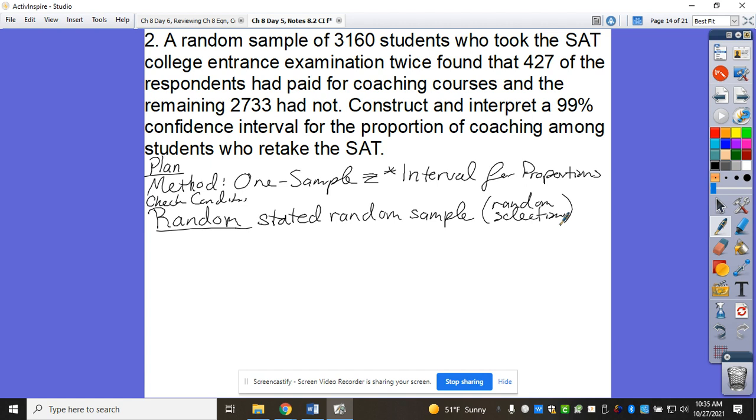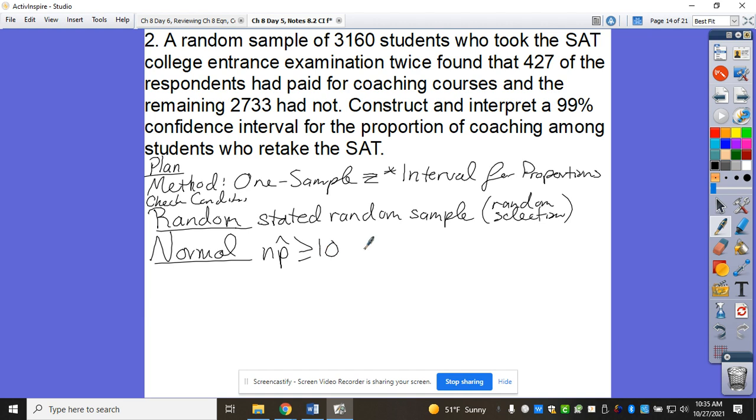What's my next condition? For proportions, what am I checking for? Normal? If n p hat is greater than 10. N p hat, make sure you put the hat there. So n p hat, you said, is greater than or equal to 10.